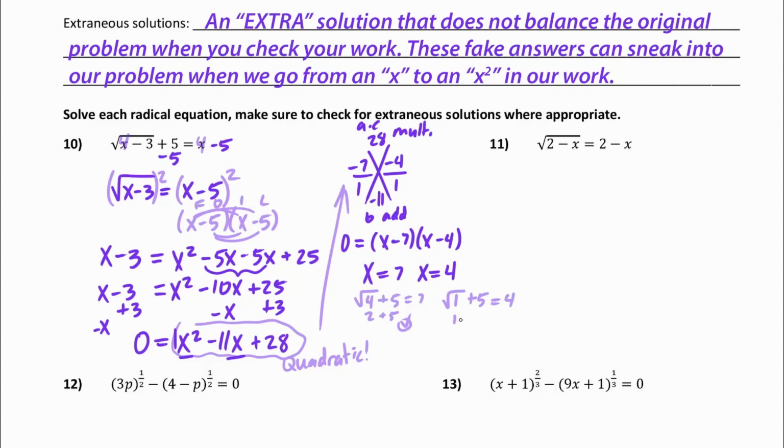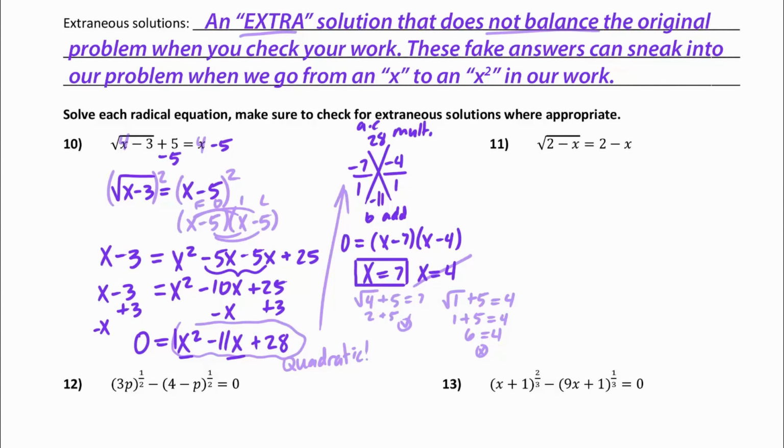So the square root of 1 is 1 plus 5. That's equal to 4. Well, heck no. That's not true at all. That would be saying 6 is equal to 4. So that's a big old no. 4 is an extraneous solution. It's one of these extra solutions that doesn't work. It does not balance the original problem when we check it. And so now I know just to box in the 7 and not the 4.